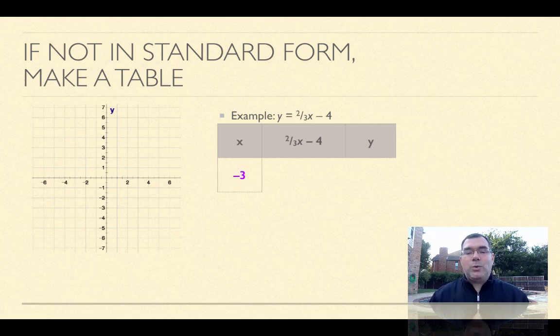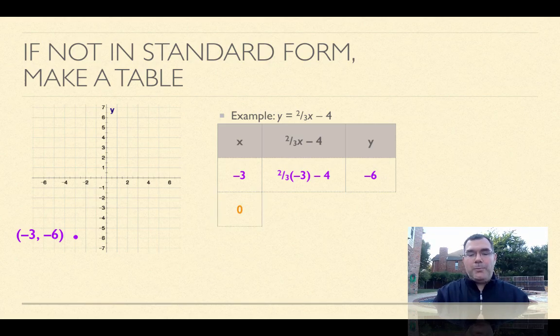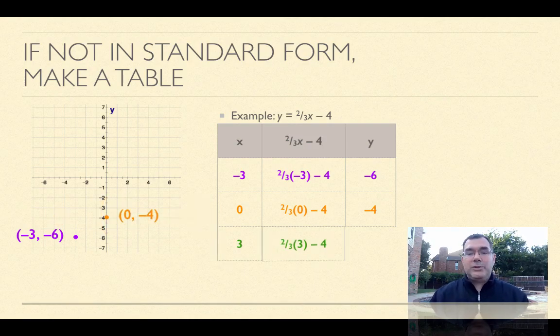So if I start with an x-coordinate of negative 3, and I plug it into 2/3 x minus 4, that's what it's going to look like: 2/3 times negative 3 minus 4. And a calculator will tell you that that is negative 6. Okay, so I plot that point right there. Moving on, I'm going to try x equals 0, figure out what 2/3 times that 0 is, minus 4, and that is negative 4. Moving on, I'm going to try an x of 3. Plug that into 2/3 x minus 4. That's going to give me negative 2. So I plot that point.